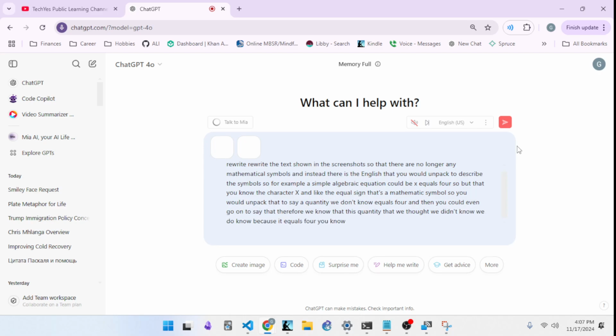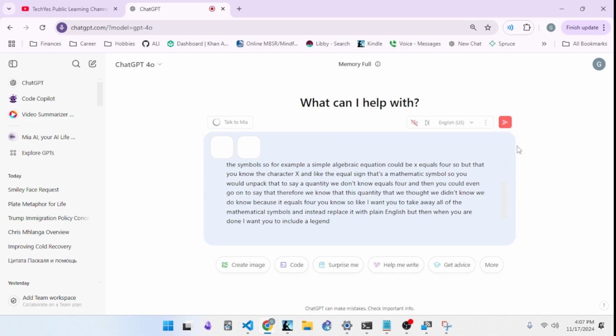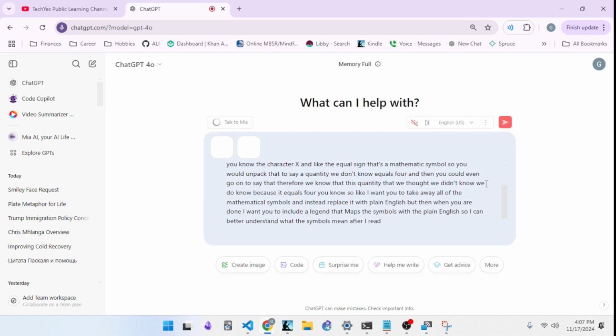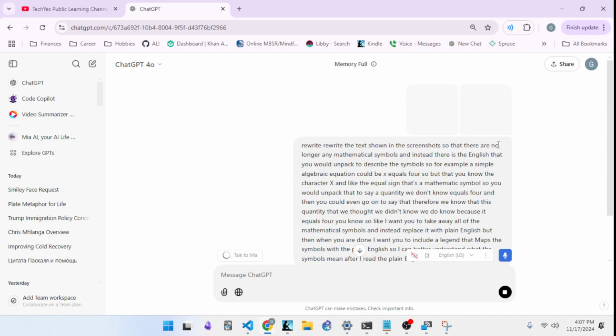I want you to take away all of the mathematical symbols and instead replace them with plain English. But when you are done, I want you to include a legend that maps the symbols to the plain English, so I can better understand what the symbols mean after I read the plain English. All right, that should be a good enough prompt.